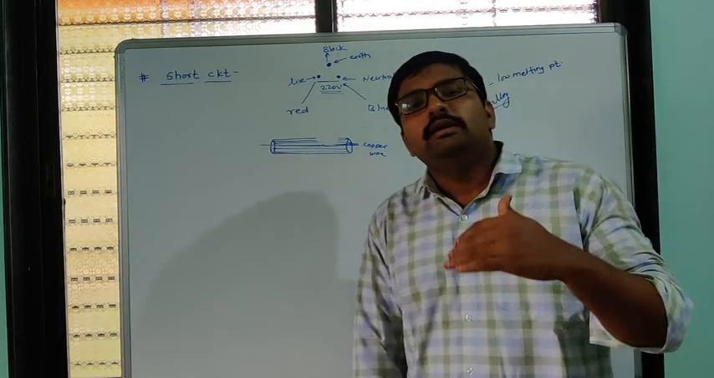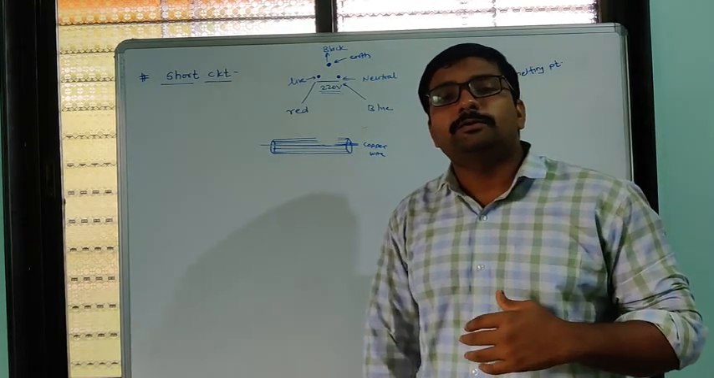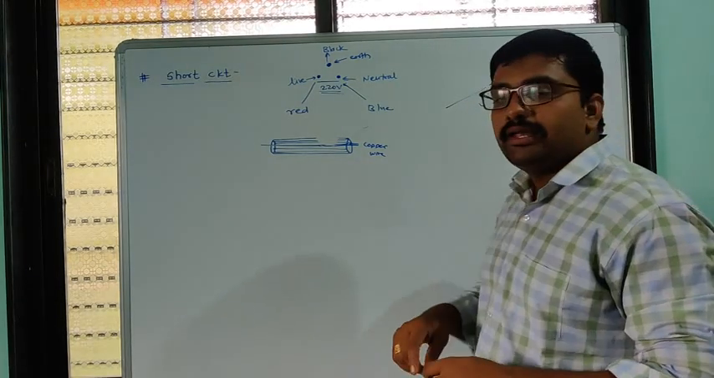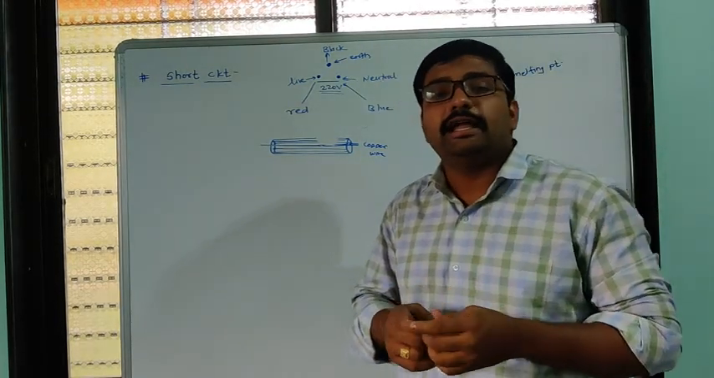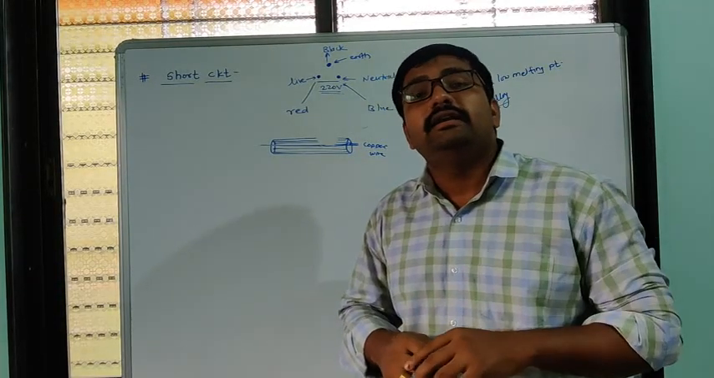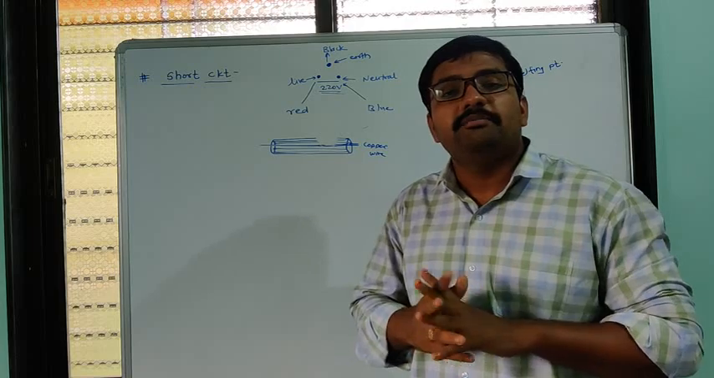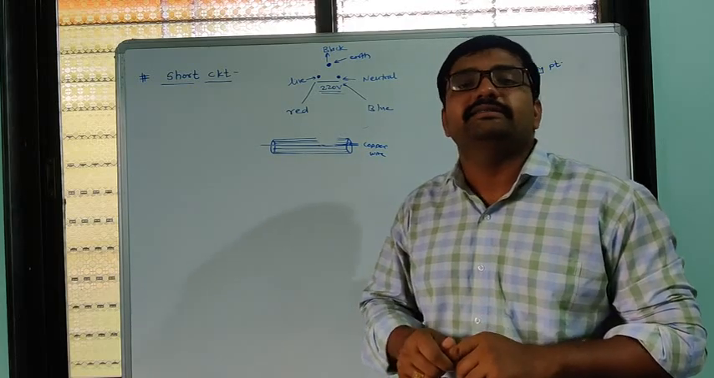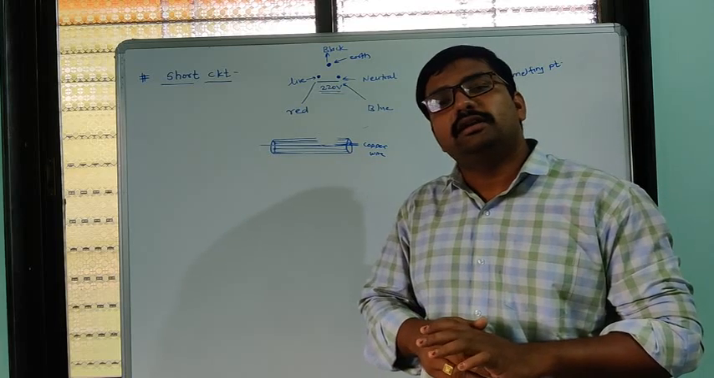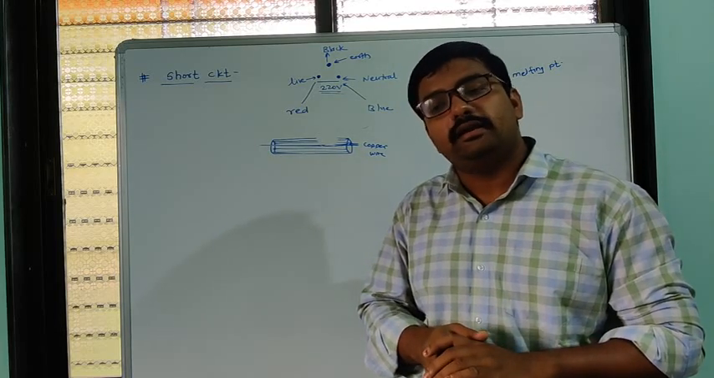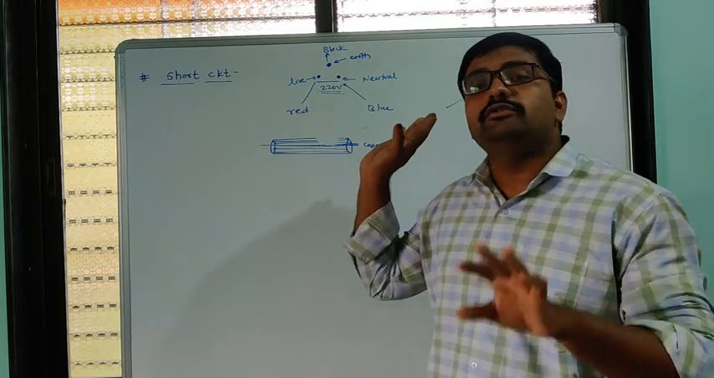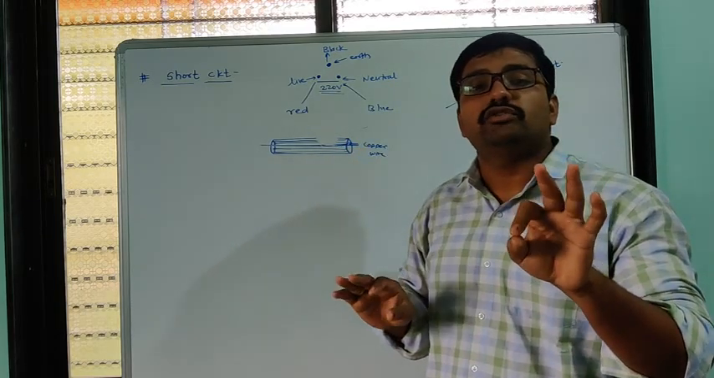When a large current passes through an electric circuit, what happens? This fuse wire gets heated, and due to the heating of this fuse wire, it melts. The temperature of this fuse wire increases, and due to that it melts as a large current passes through the electric circuit. So you also have to remember, fuse wire is used as a precautionary measure.